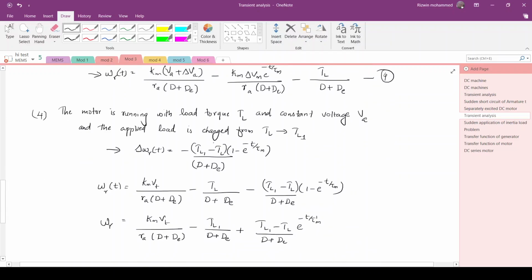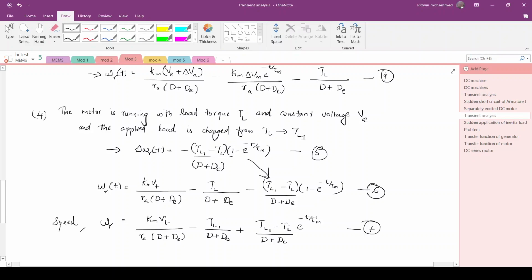Now in the fourth condition, the motor is running with load torque TL and a constant voltage V is applied. In this case, we are changing the load torque from TL to TL1. So the change in speed will naturally be due to the change in load torque. So we have equation number 5. We substitute into the steady state speed equation and you will get equation number 6. That's the only difference. This is the steady state speed obtained with load torque TL and applied voltage VA. Now for the final speed equation, after rearranging, you will get equation number 7.